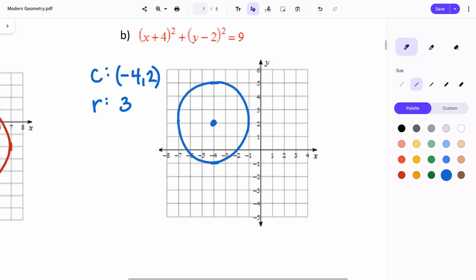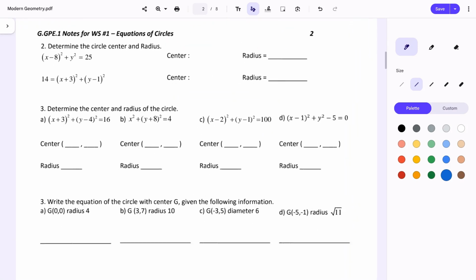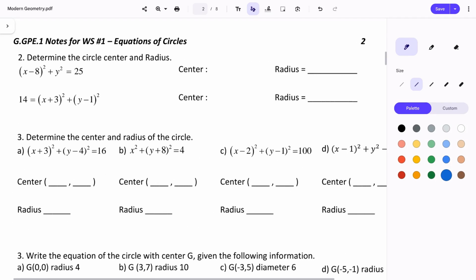There's your circle. All right, any questions on graphing circles? No. Okay, so we're going to continue to do some of the same stuff on the back side here, but we're just not going to graph anymore. For these next two, I just want us to grab the center and grab the radius.